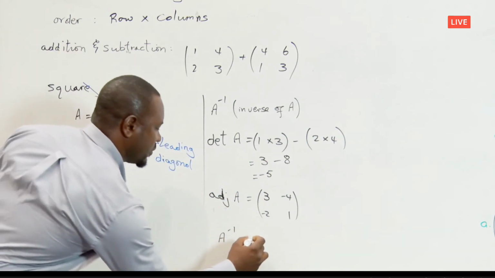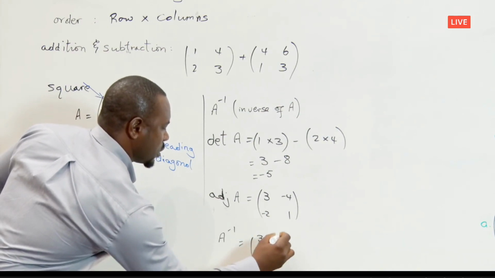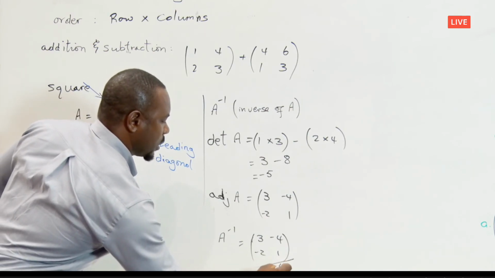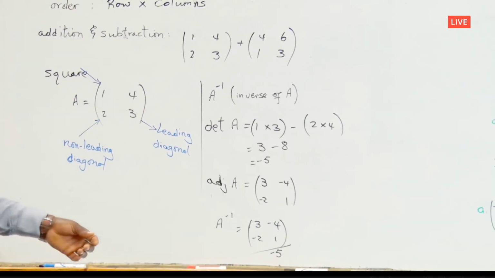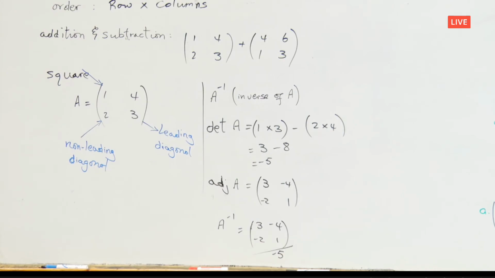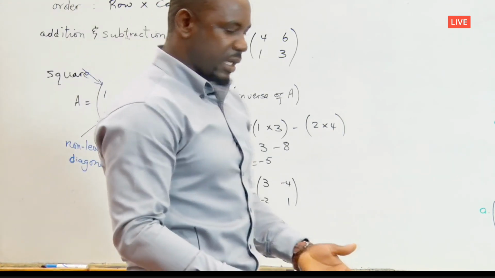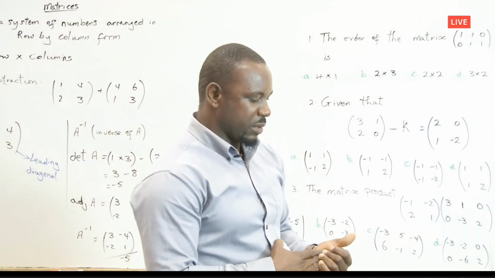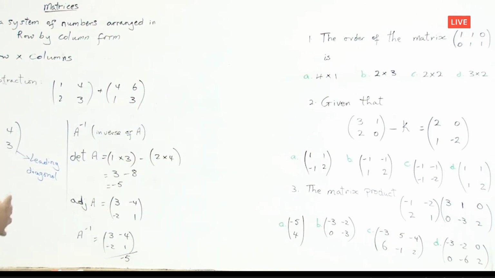Then the inverse is equal to taking this adjoint and dividing by the determinant. Very, very straightforward. So this is what we had. It's just that you can see what is happening here. All right? So this is what we did last time when we looked at the inverse.